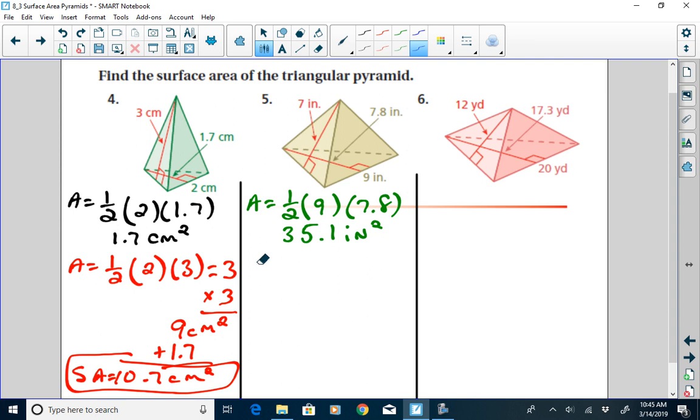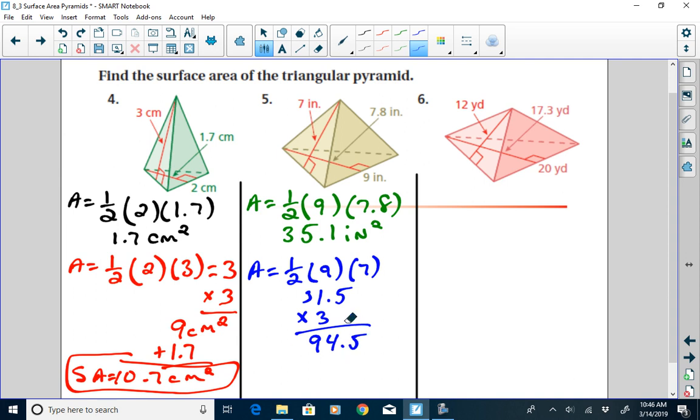Then we need the area of the faces. So the area is going to be equal to 1/2. The base is 9, but the height of the face is only 7. So we need 1/2 of 9 times 7. All right, so we need 1/2 of 63. That's going to be equal to 31.5. But there are 3 triangles that have that area of 31.5. So if you multiply 31.5 times 3, you wind up with 94.5.